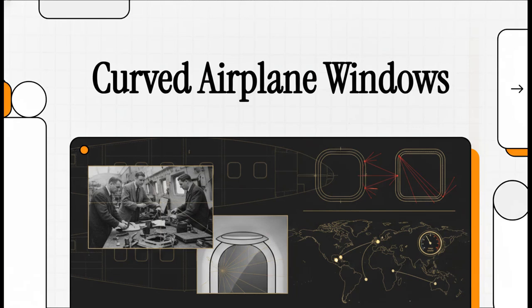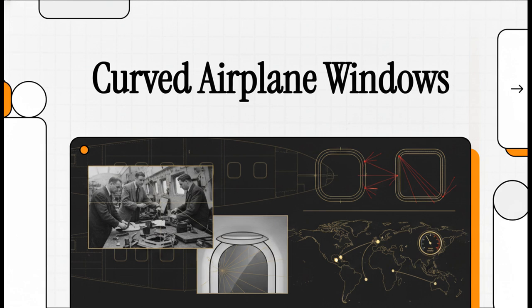Have you ever settled into your window seat on a flight, stared out at the clouds, and actually thought about the window you're looking through? It's one of those design choices that seems incredibly simple, almost like an afterthought. But that shape was born from a mystery that literally shook the world's confidence in the early jet age.